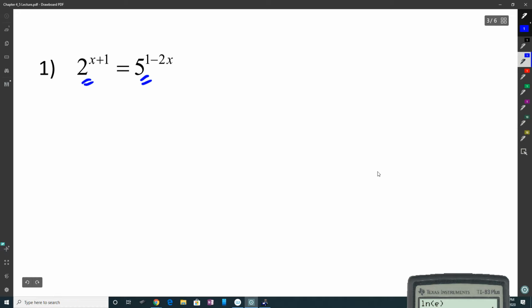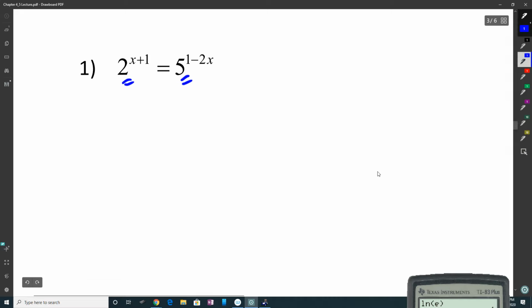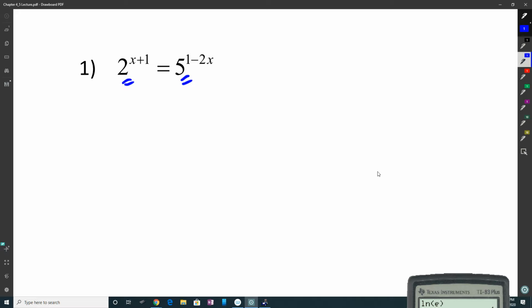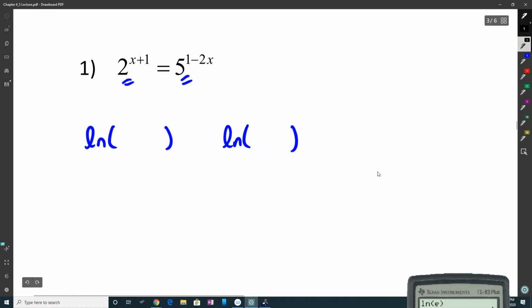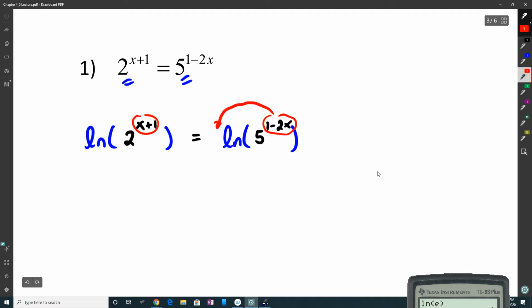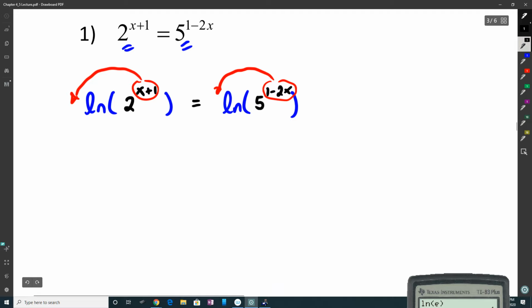Convert to which base? So in these, logging both sides is the main approach. Again, it doesn't matter which one you choose. You can use log or natural log. So here I'm just going to choose natural log because I'm trying to be different. Some people like writing natural log because it's one less letter to write. But you put the left side equals the right side. And then you have these exponents. And they're going to come to the front of their own log. Now when they come to the front, they come to the front with parentheses.